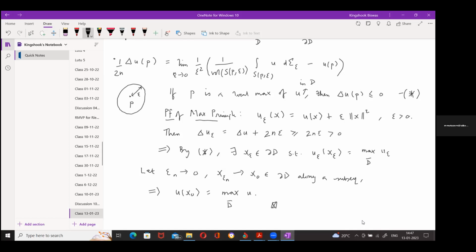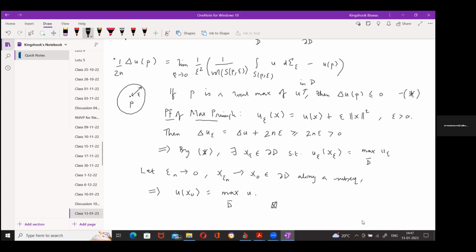Yes? Why was ux not the maximum? Because u epsilon converges to u uniformly, right? Okay. From there, the maxima will converge to a maxima. That's an easy observation, right? Any limit of maxima of u epsilon has to be a maxima of u. Is that clear? Yeah, it's clear. Okay, so that's the maximum principle for the Laplacian.